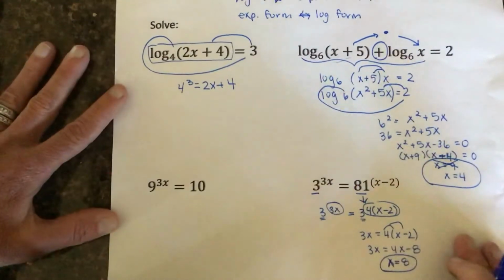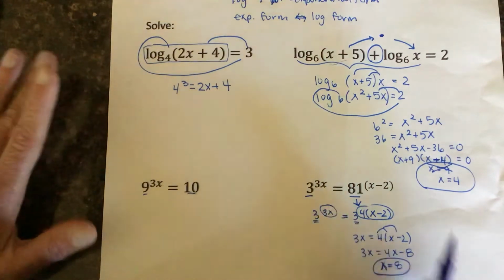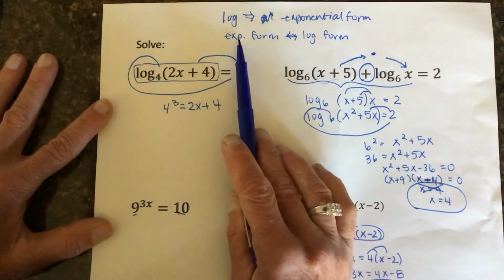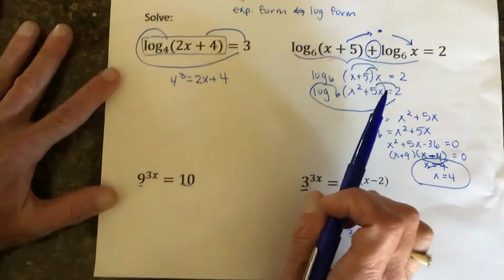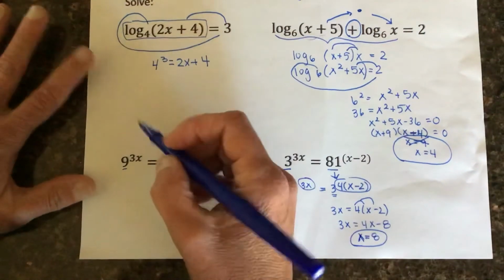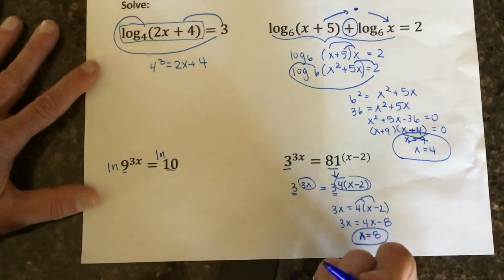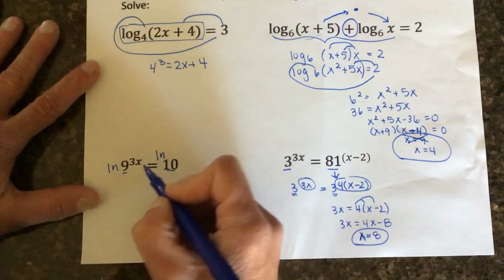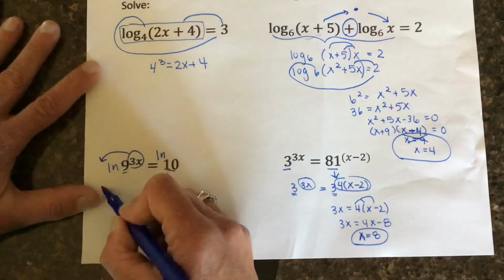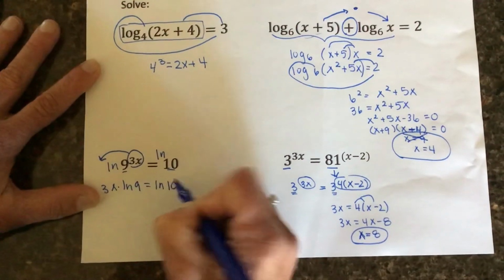Now, this one I can't use the shortcut because I cannot make these bases become the same. So when I have that, I have to go from exponential form into logarithmic form. And in order to do that, I need to introduce logs, and I'm going to take the log or natural log of both sides. And it's my preference to use natural log. Once I do that, this allows me to punch this down and pull it in the front. So what I have is this.